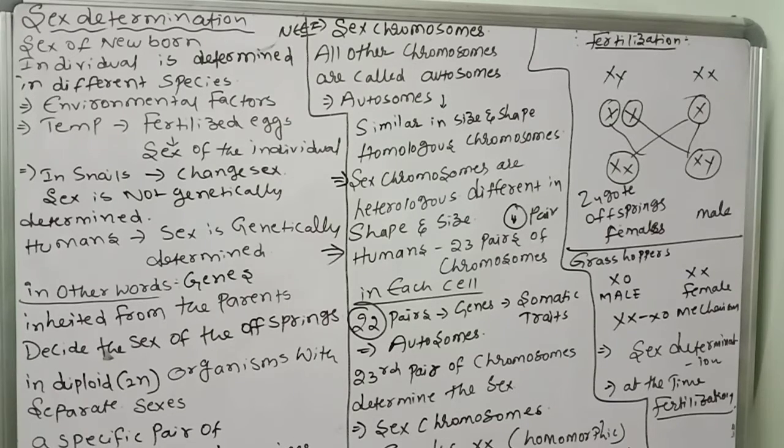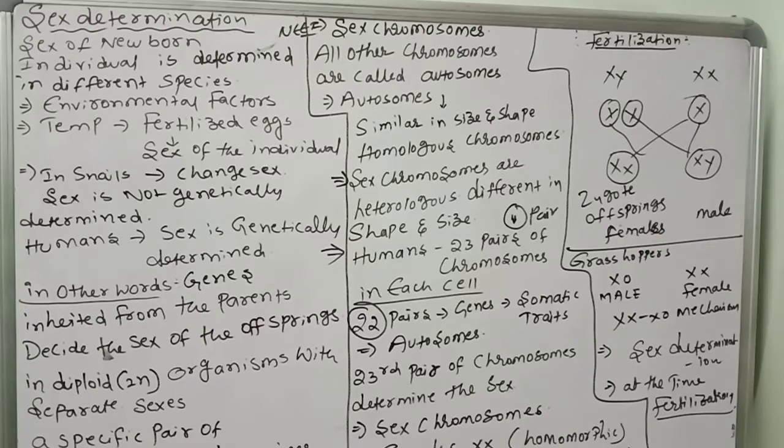So the females, XX, what is that called? It is called homomorphic. What is the meaning of homomorphic? Similar in shape, size and structure, similar in function, similar in appearance. So that's why it is called homomorphic. Why are males heteromorphic? Because of the XY chromosomes. The X chromosome is larger than the Y chromosome and the X chromosome functions are different. The Y chromosome functions will also be different. So appearance is different, performance is also different. That's why the male XY chromosomes are called heteromorphic.